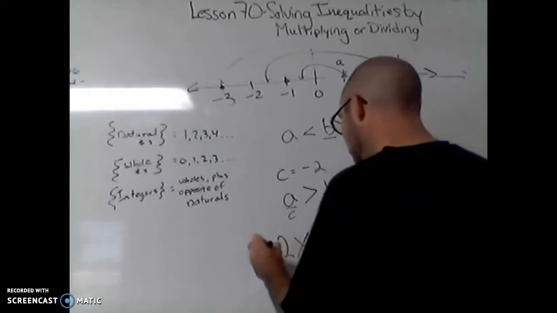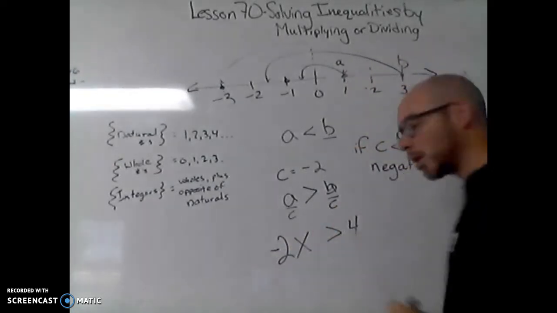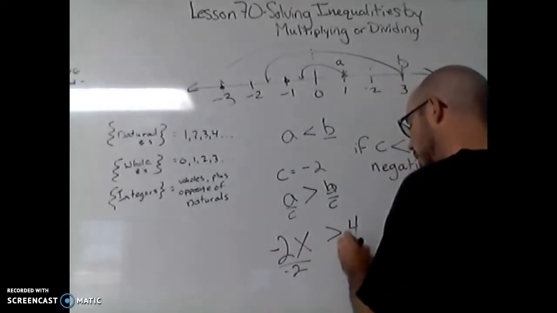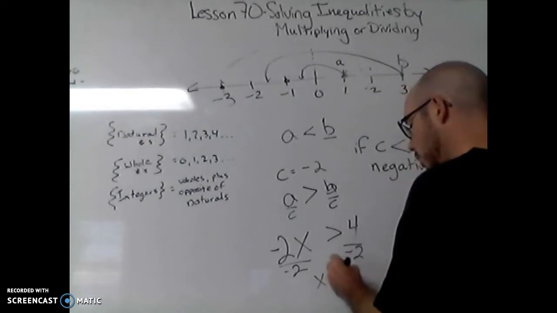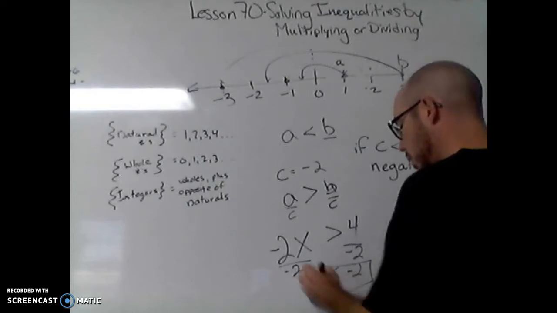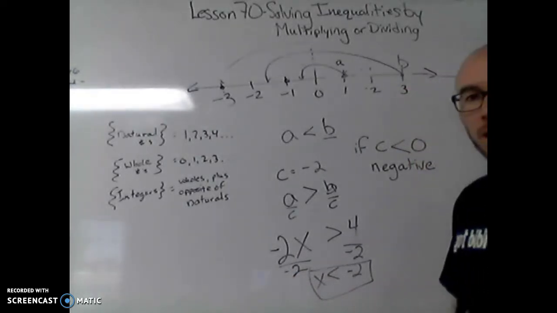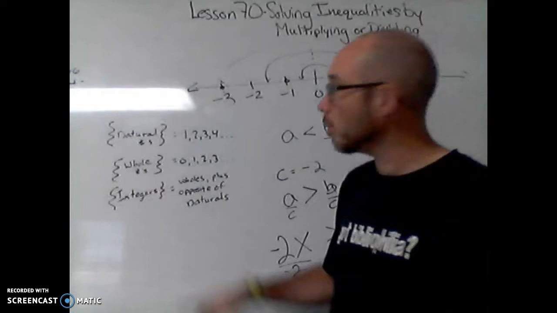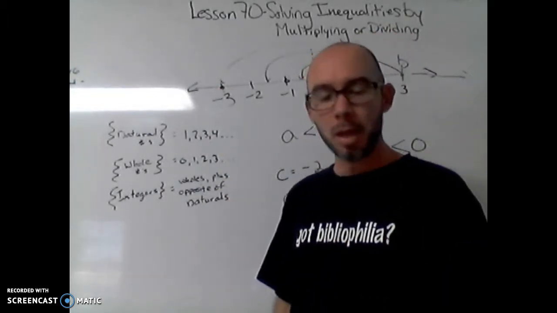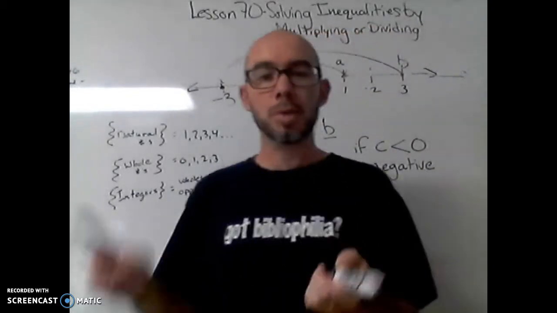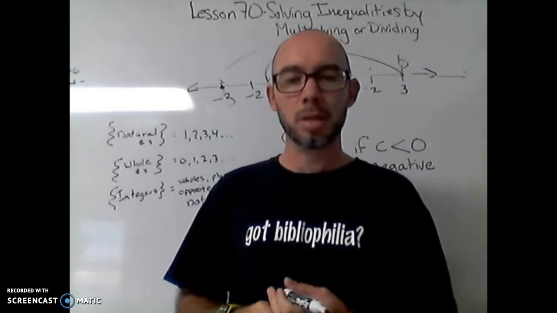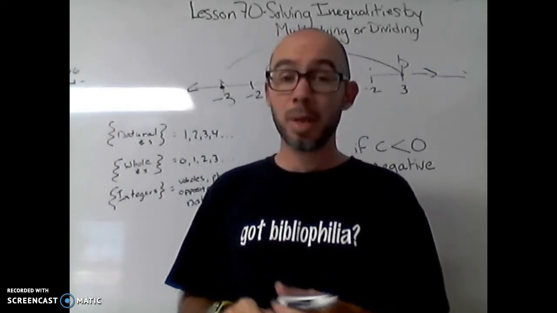So if -2x is greater than 4, that's our original statement. When we go to solve this and we divide both sides by -2, we do the math here and we say -2, but then we change that arrow around so that it's pointed in the opposite direction. And then we graph it the exact same way that we did in lesson 66, when all we were doing was adding and subtracting. So watch for negatives. They will switch your inequality around, and your arrow will be pointed in the opposite direction than it was before. That's basically it.